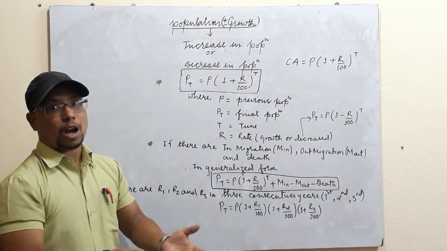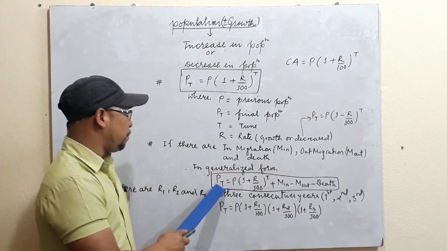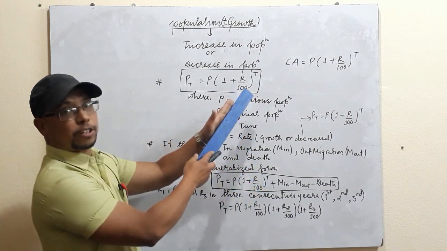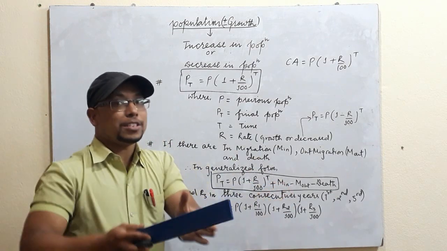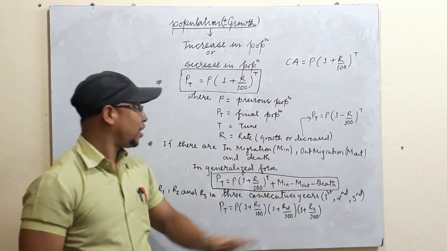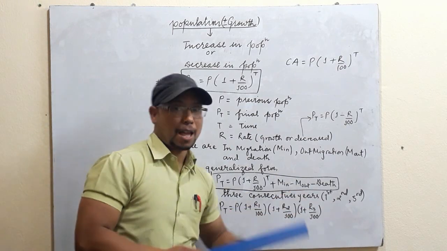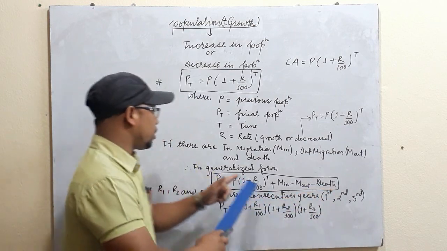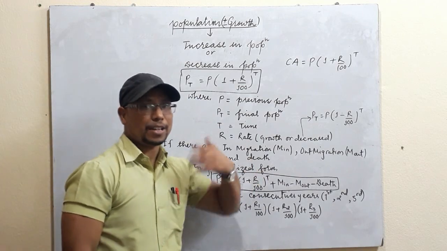So in general, our formula can be written as Pt equals P(1 plus R by 100) whole power T. This is as it is here. But what are the other factors? The other factor is migration in. When there is in-migration, it increases the population, so there is plus M-in. And there is migration out, which causes a decrease in population, so we should write minus M-out. And death also decreases the population, so minus death. So this is the general formula. And it's not necessary to use this formula all the time.